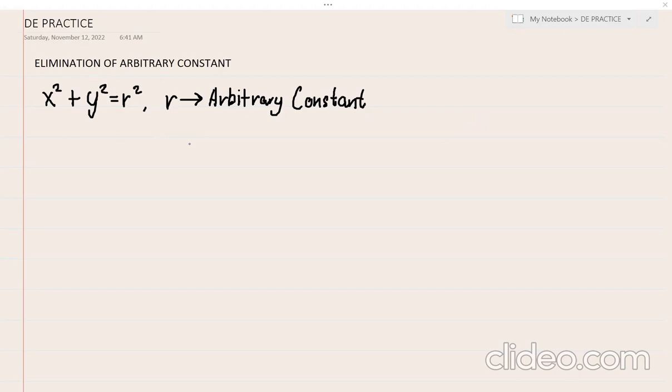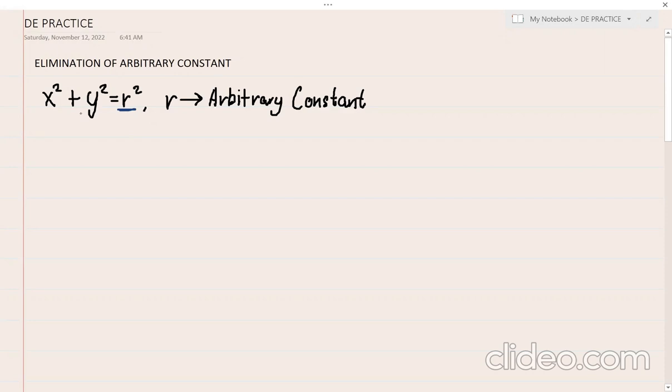Unang step is to count how many arbitrary constants are given. So as you can see, si r lang ay isang arbitrary constant lang siya. Okay? That's the only arbitrary constant. Siya lang mag-isa. Okay? The rest are just variables.